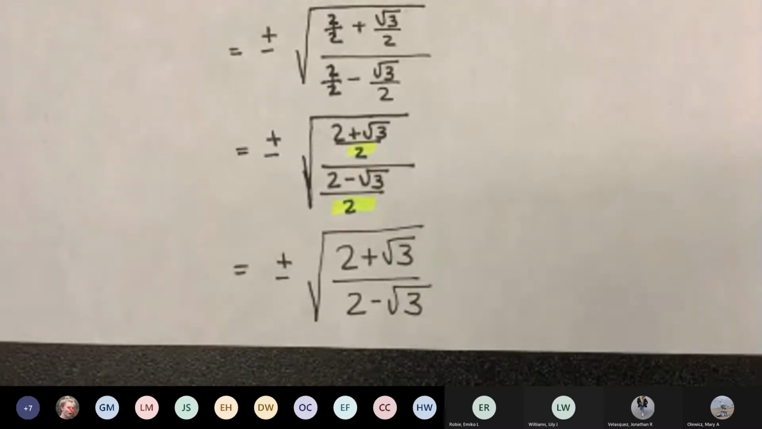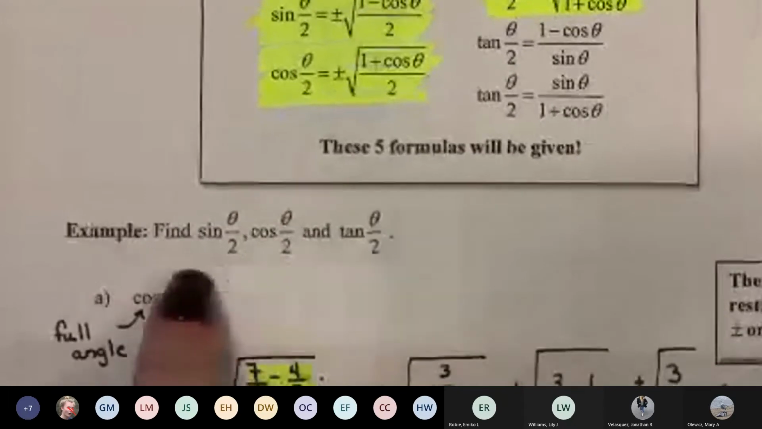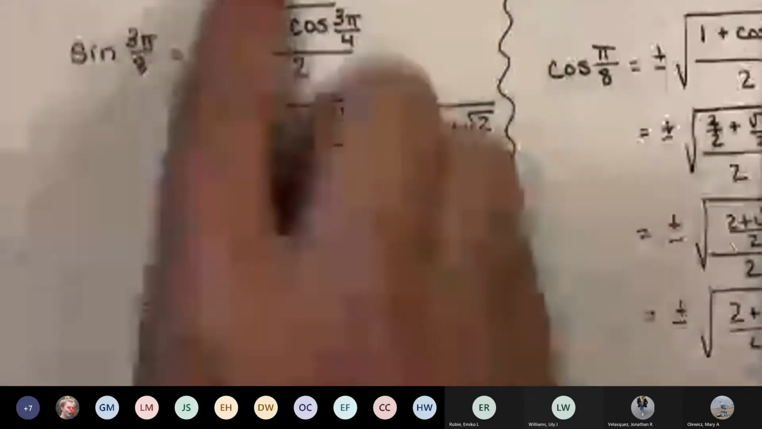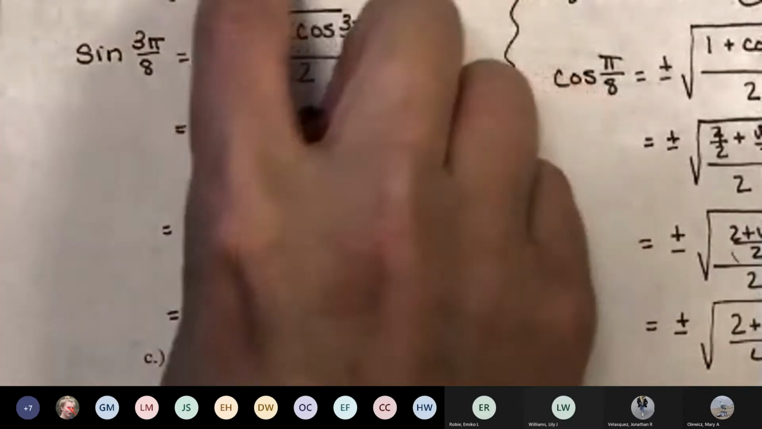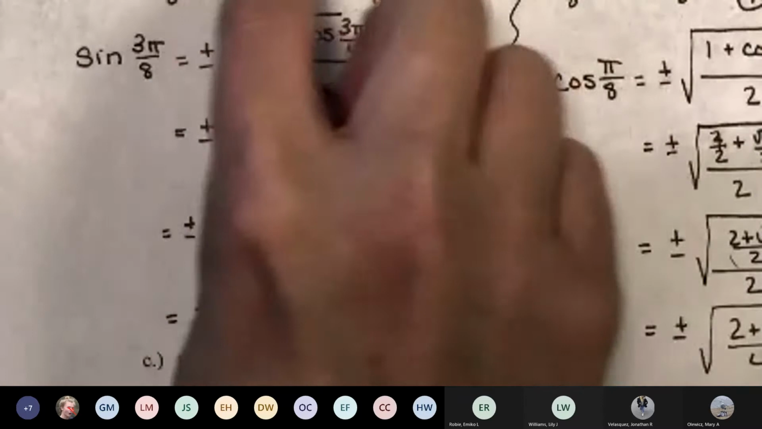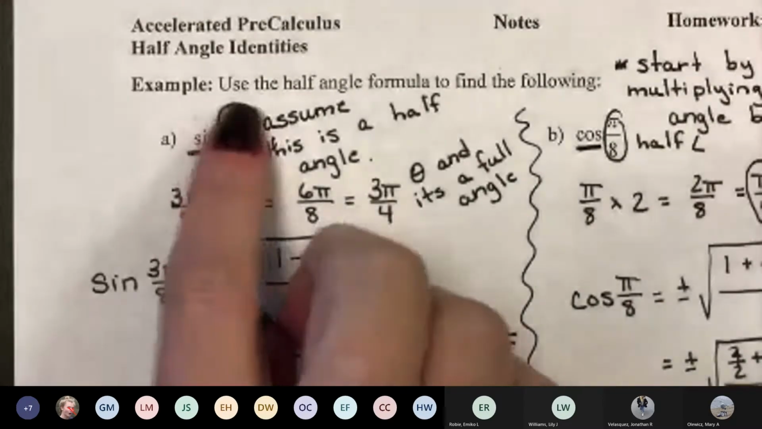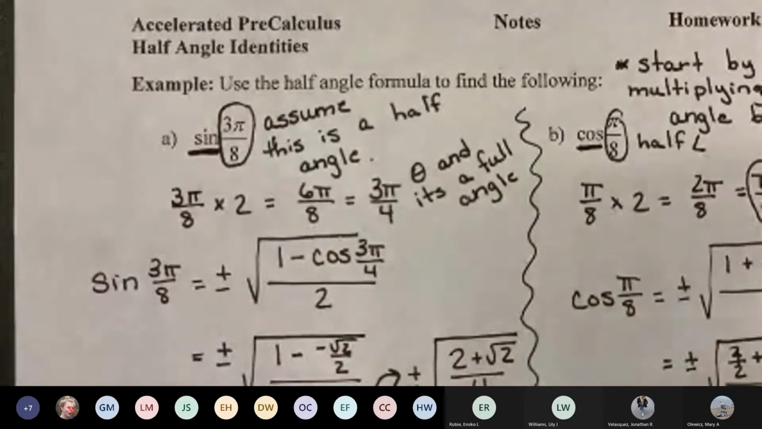You'll notice the directions are different, and this will be mirrored on your homework as well. On the front side, the directions say find 1, 2, 3, like you have to find sine, cosine, and tangent. On the back side, it says use the half angle formula to find the following. Notice that's singular, use it once, okay? It doesn't say do it 3 times, it says do it once, okay?